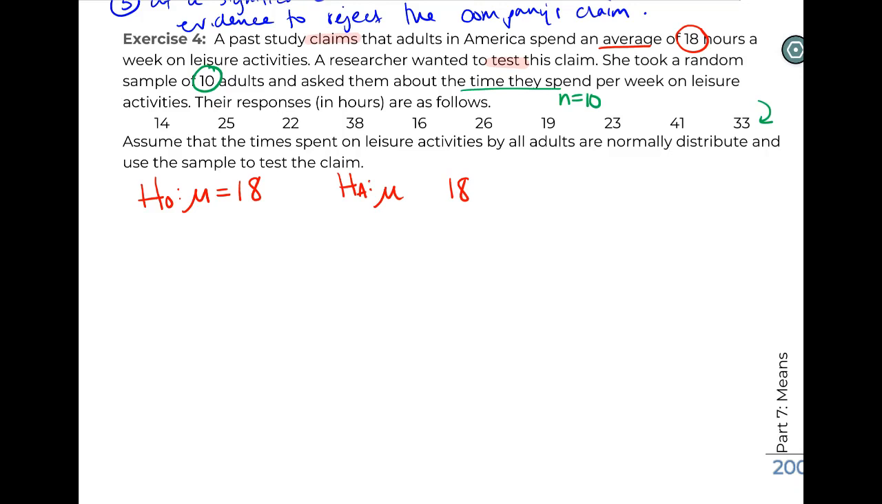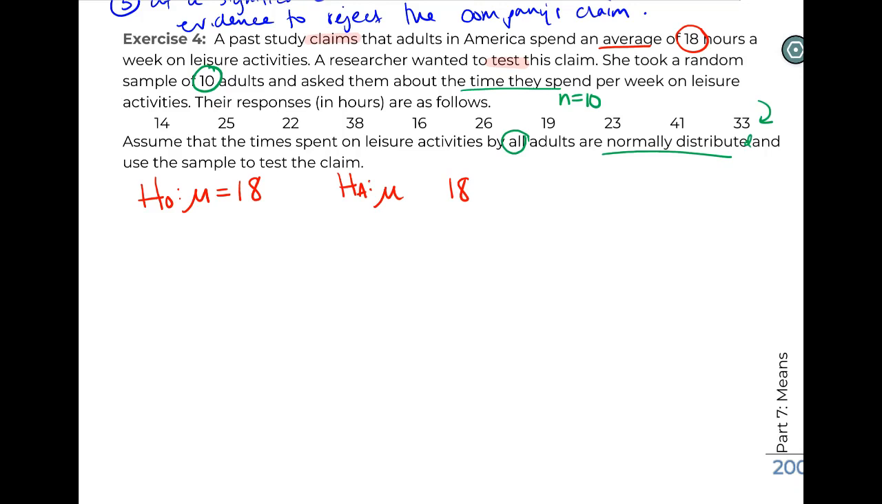We're told to assume that the time spent on leisure activities by all adults is normally distributed, and use a sample to test the claim. So again, we got the word test. So normally distributed is letting us know that we do indeed have those three requirements, right? We do have our simple random sample, which means that our values are independent. Our n is less than 10% of the population, and while 10 is a very small sample size, the normally distributed nature of our population means that we can indeed use a t distribution to test this.